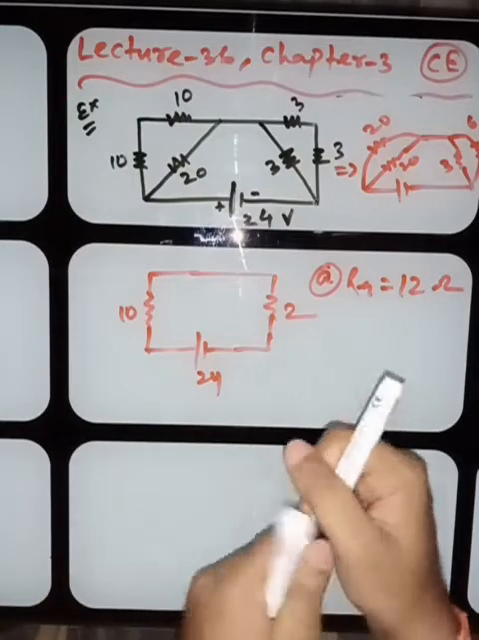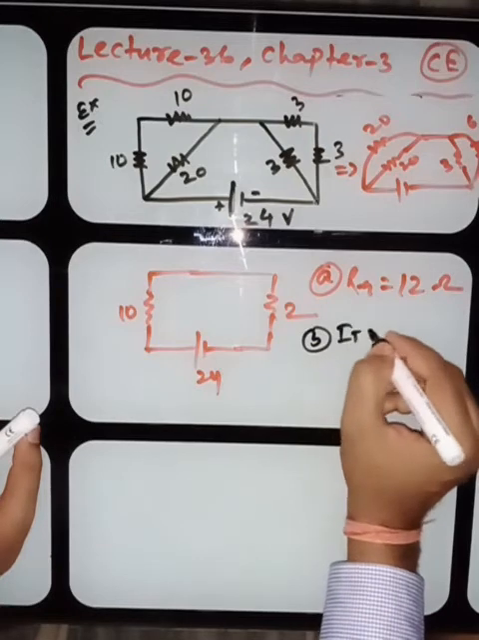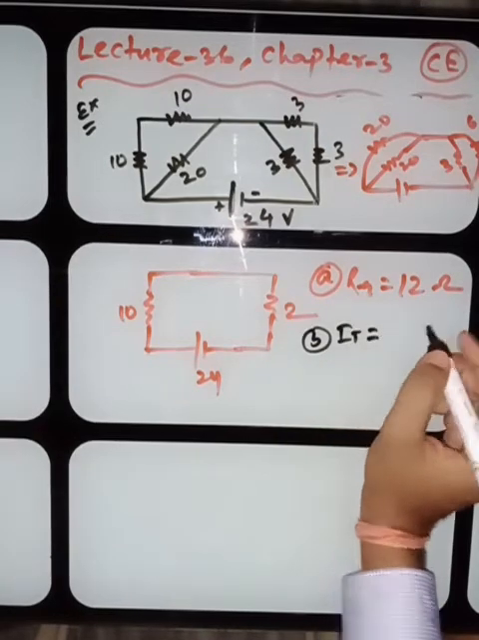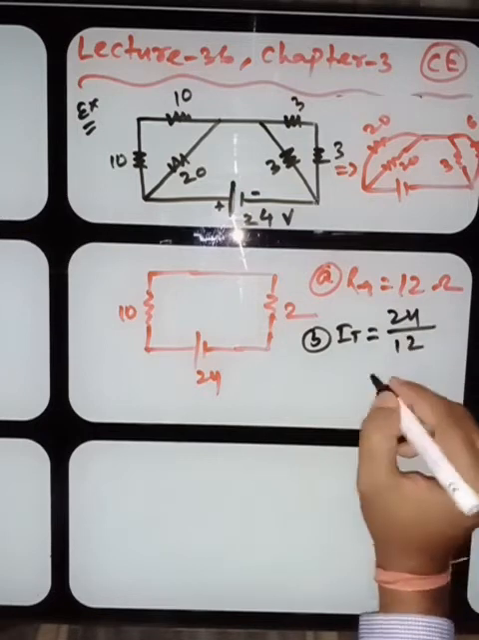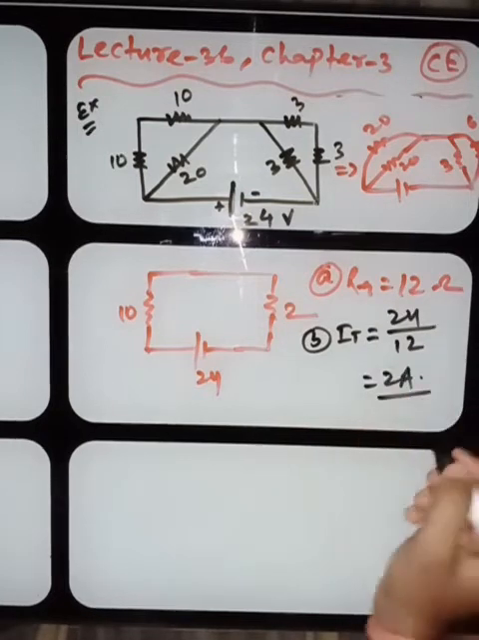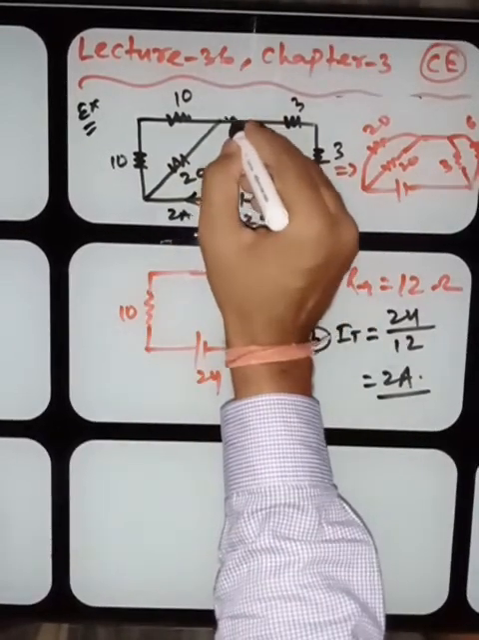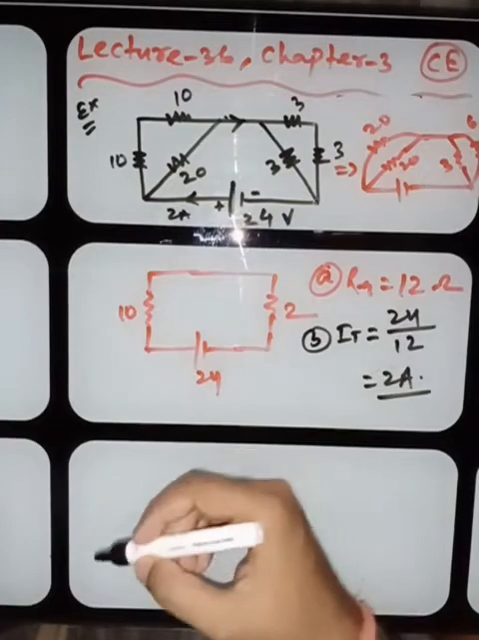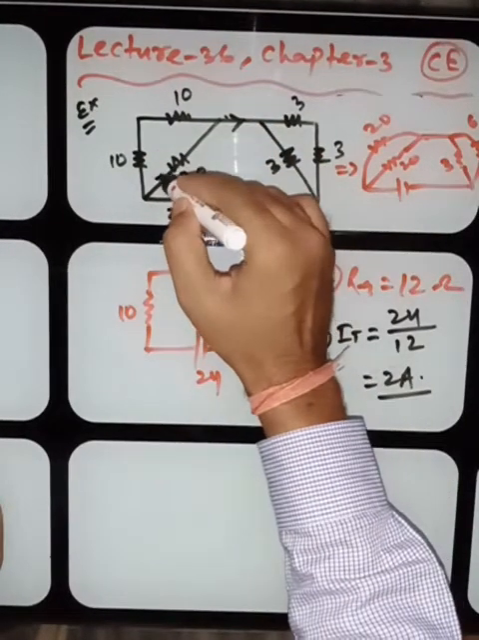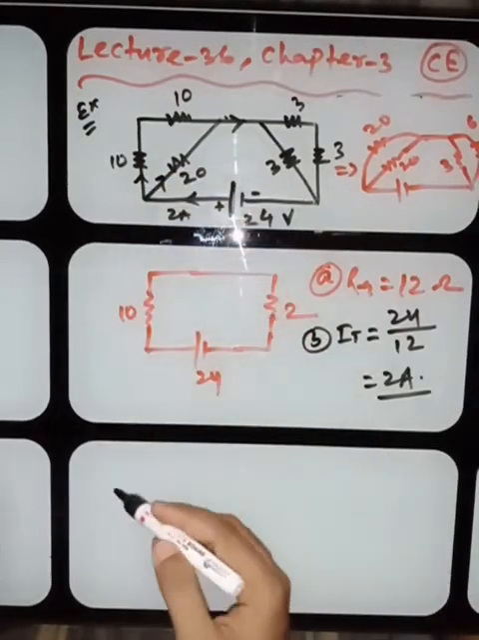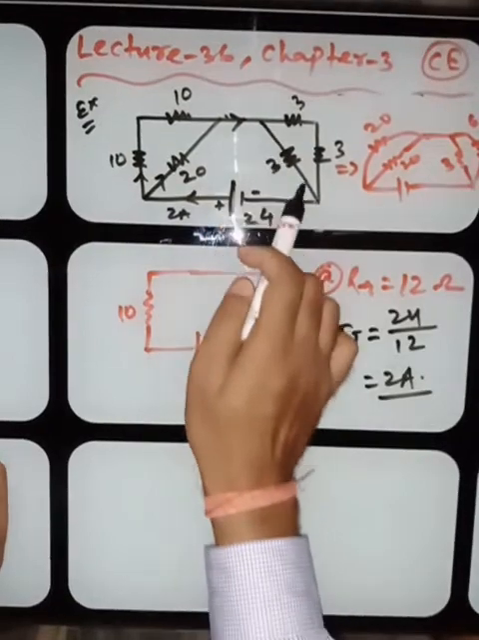Now the second one, the total current. I total will be the total voltage of the circuit, 24, divided by the total resistance, 12. So it is 2 ampere. Remember, 2 ampere is moving from here, and here the same current 2 ampere will reach. It means, if here it is 20 and this is also 20, 1 ampere and 1 ampere, the current will divide equally. So the 2 ampere reaches here, the 3 and 3, 6, and here 3, remember.